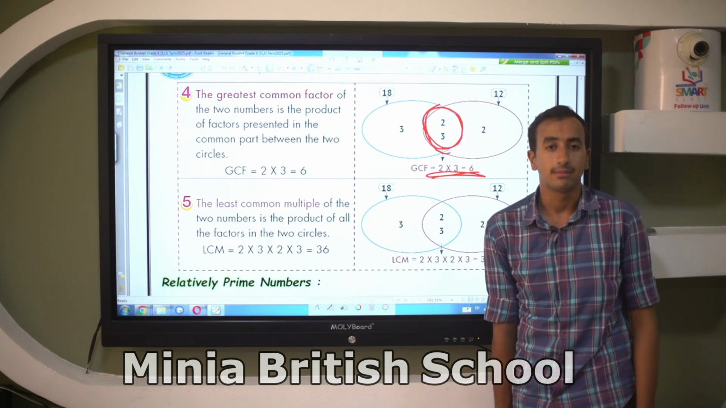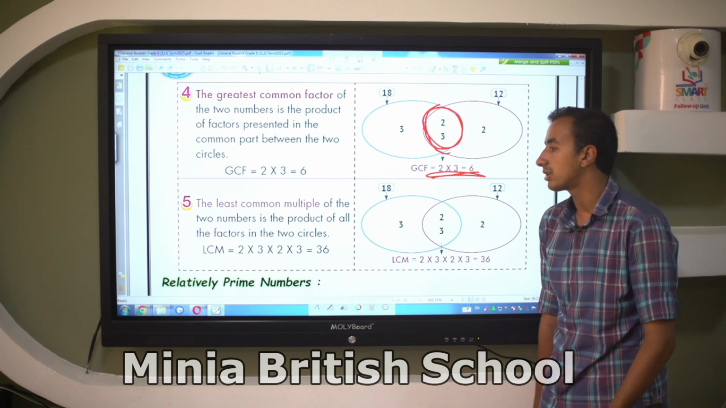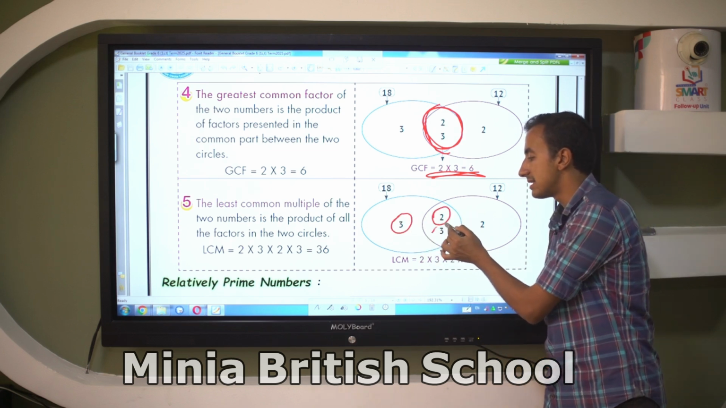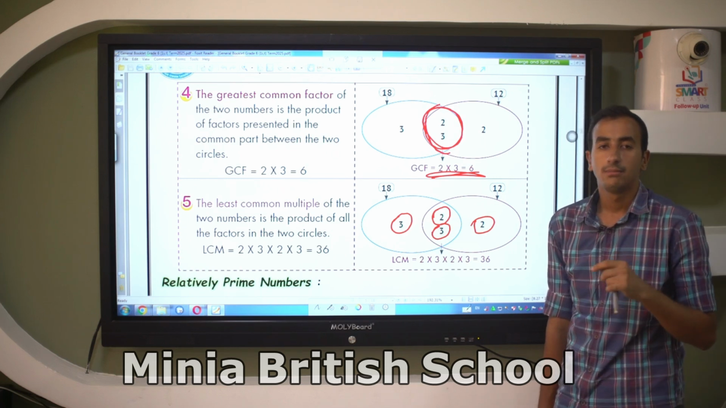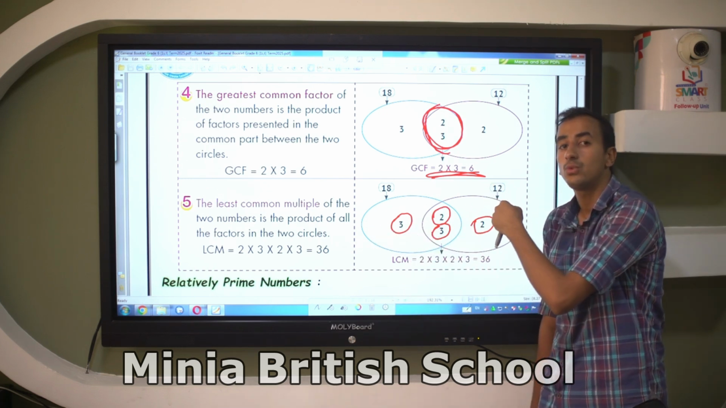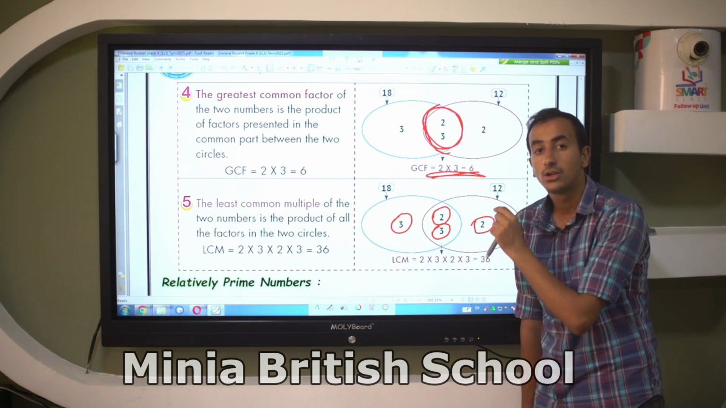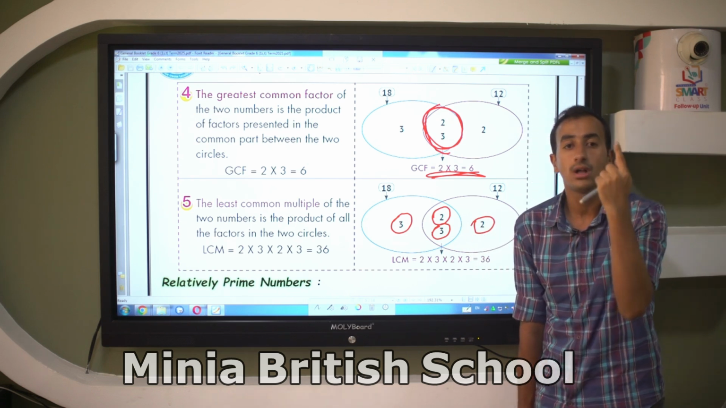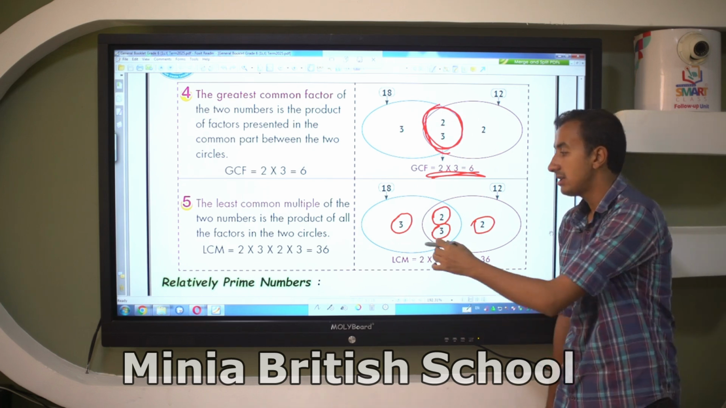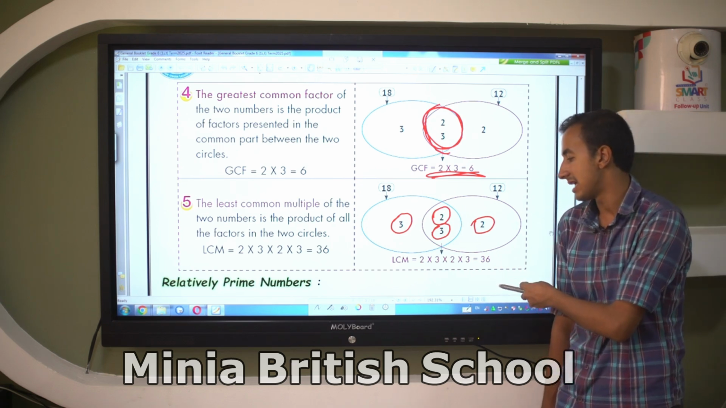But what about the LCM, least common multiple? Yes, I can find the least common multiple by the product of all these numbers: 3 times 2 times 3 times 2. But Mister, I have 2 and 3 in 18 once and another in 12 once. Can I repeat it? No, you mustn't repeat the common factors here. You take them once only, please. So I multiply these numbers once. Okay, here 3 times 2 equals 6, and 3 times 2 equals 6, 6 times 6 equals 36. So we have LCM is 36.